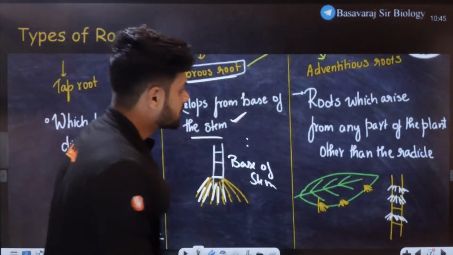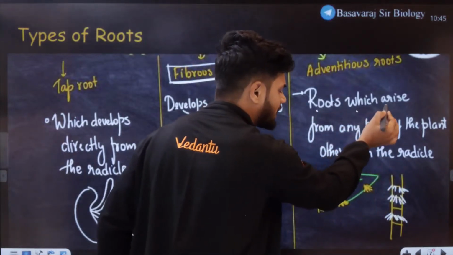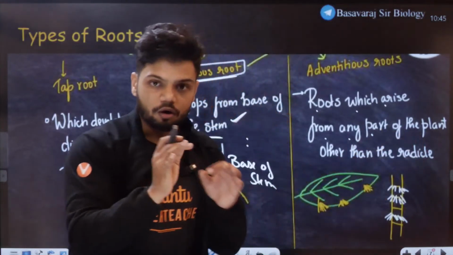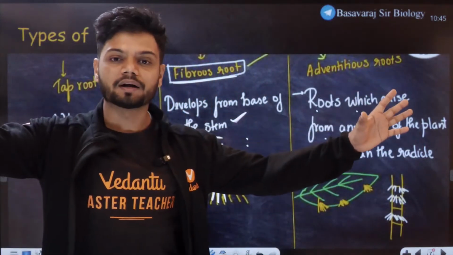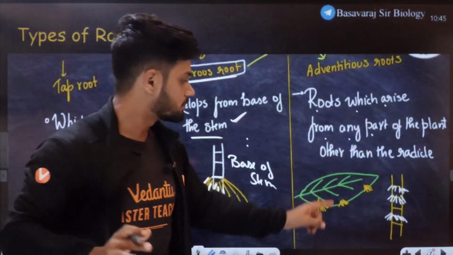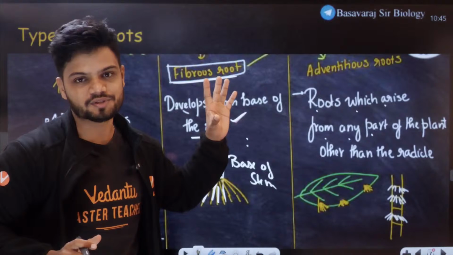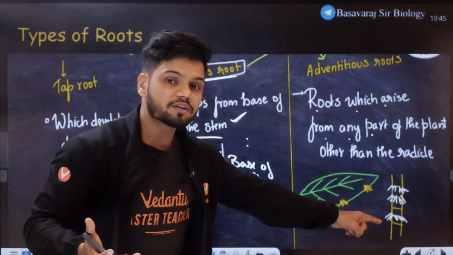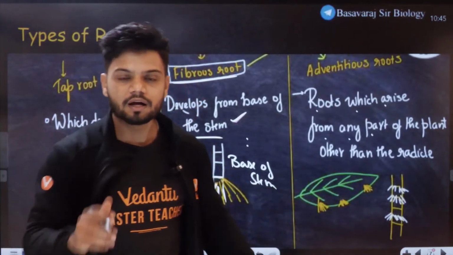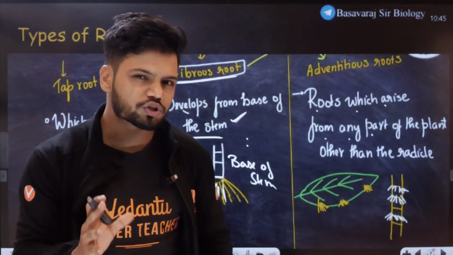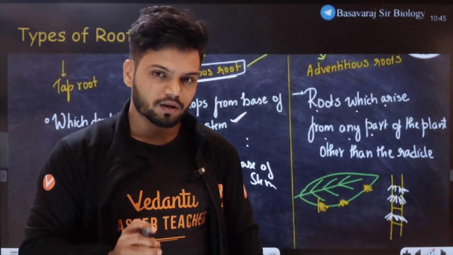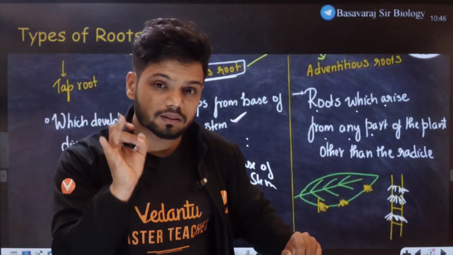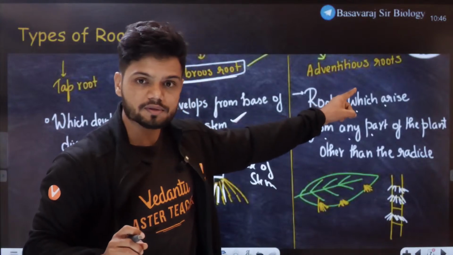Very simple again. See this. Roots which arise from any part of the plant other than the radical are called adventitious roots. If a root is arising from the leaf, adventitious roots. If a root is arising from a stem, adventitious roots. Now all of you think logically and tell me the answer. If any root is developing from any other part other than the radical, adventitious roots.